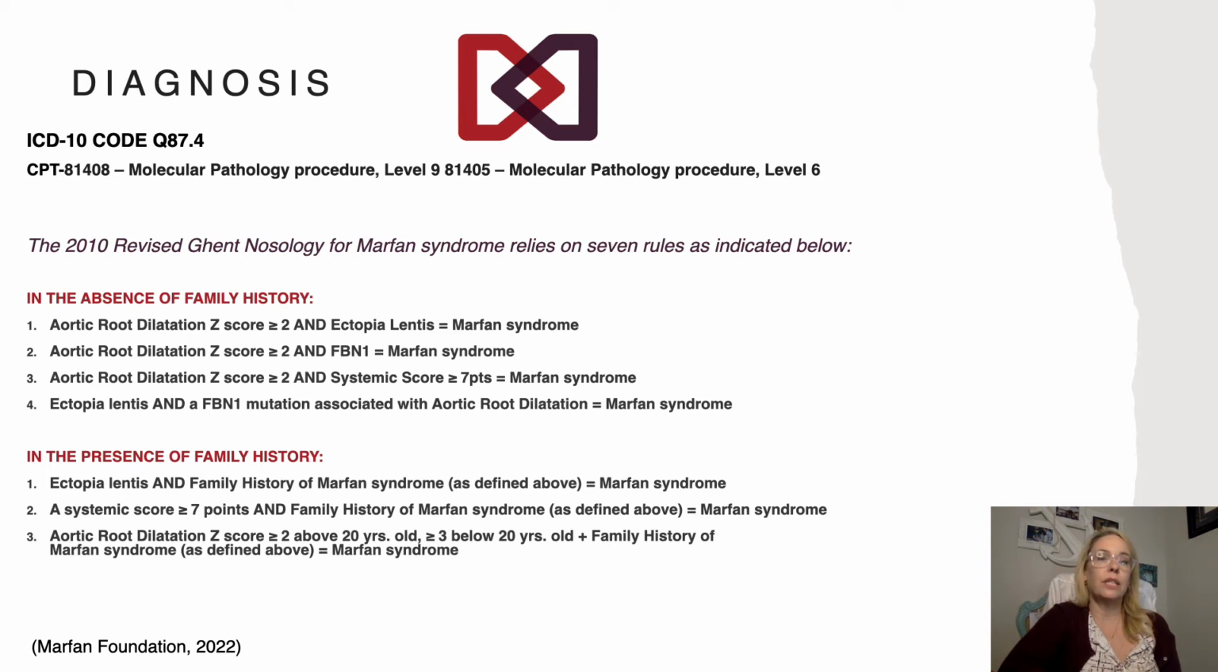This is actually the Ghent nosology. This is the 2000 revised, which is the most current. And you can see it's broken into two different sections. One is in the absence of a family history, and then one is in the presence of a family history. And so it would have to fit within those criteria. And you can see each one says equal Marfan syndrome. So they would have to fit within that category.